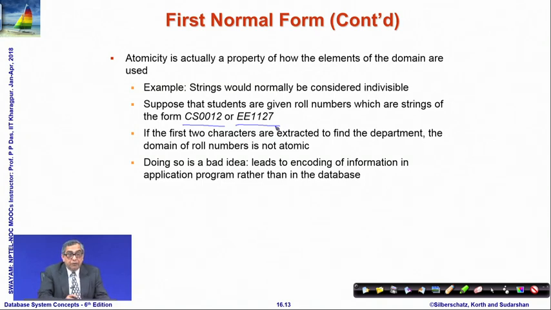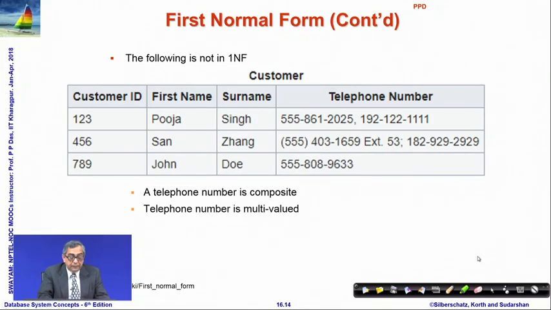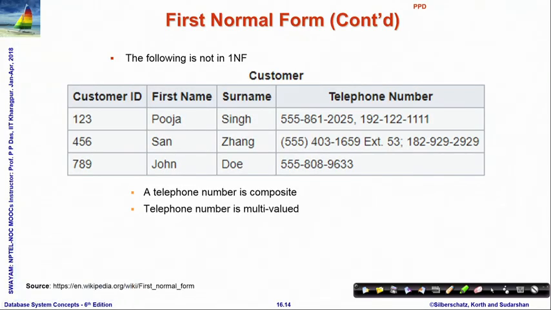But if we say that from this string we can extract the first two characters, which is CS, which tells me the department, and the next four characters give me the serial number of the particular student in the roll, then I am not actually using an atomic domain, because my domain needs to be interpreted separately rather than just being a value. So, these are not parts of what can be a first normal form. I have given some examples of what is and what is not first normal form.